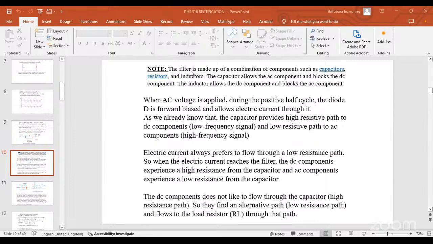Here, note the filter is made up of a combination of components such as capacitor, resistor, and inductor. The capacitor allows an AC component and blocks the DC component. The inductor allows the DC component and blocks the AC component so that they don't interfere. They don't overlap. The AC does not overlap into the DC, and DC does not overlap into the AC. So both of them are like gates.